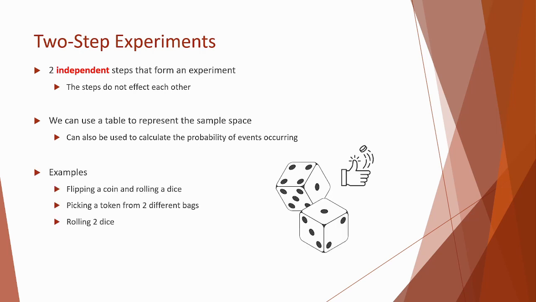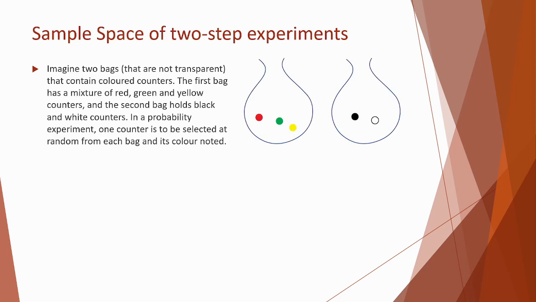So some examples of two-step experiments are flipping a coin and rolling a dice, picking a token from different bags, or rolling two independent dice. So here's an example. We have two bags. One bag has a red, a green, and a yellow token in it, and one bag has a white and a black token in it.